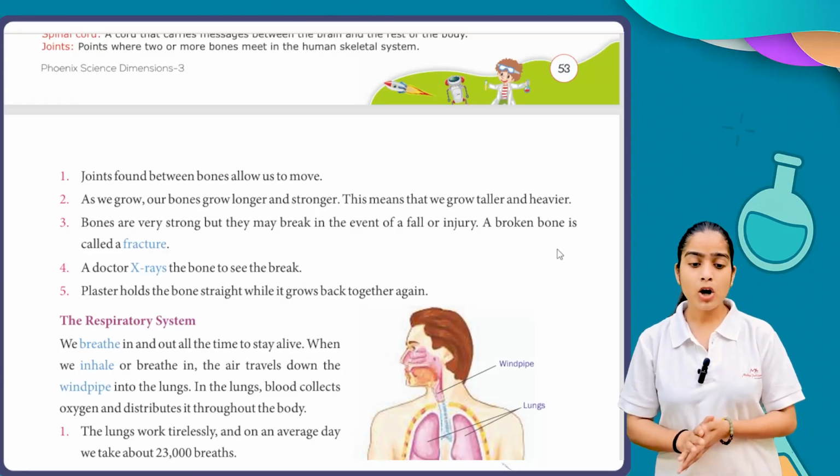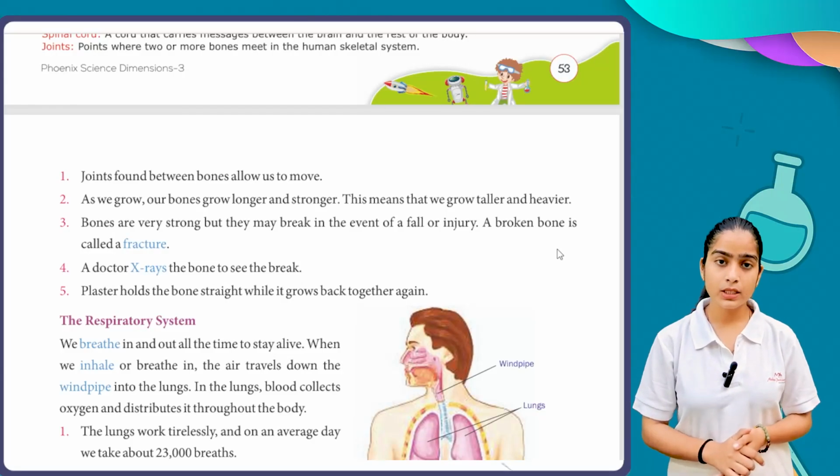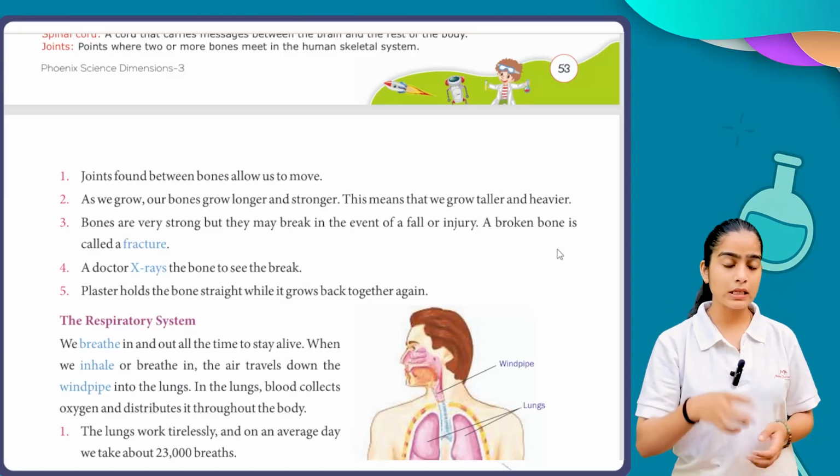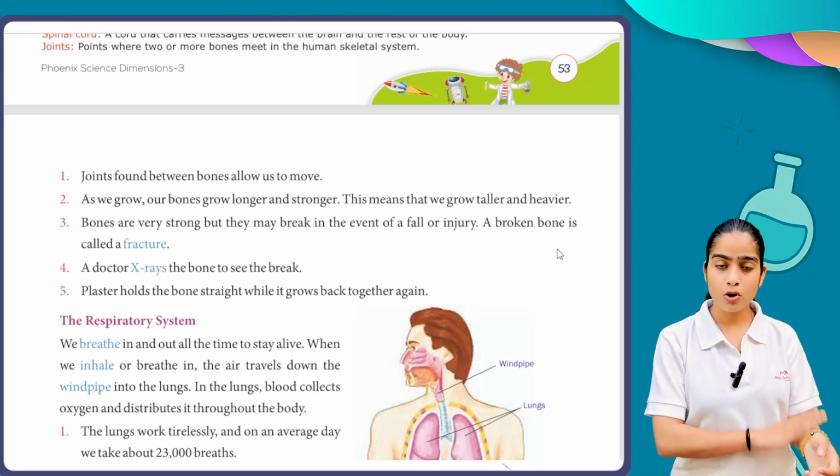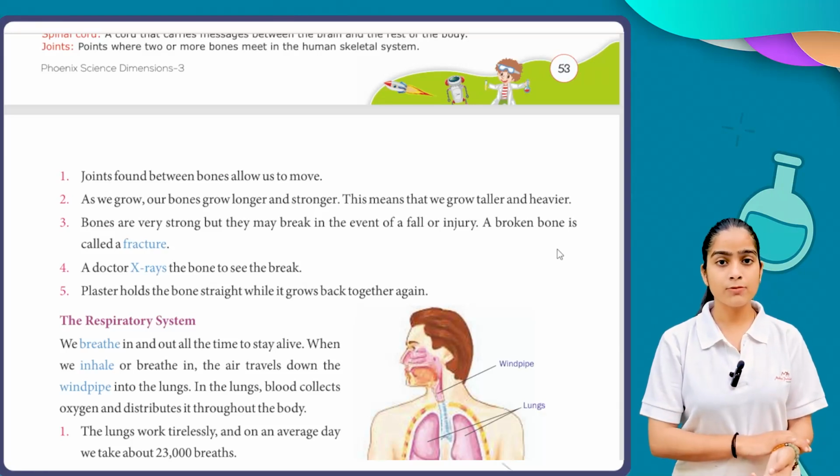A doctor x-rays the bone to see the breakage. So if a doctor wants to see if there is any breakage, any broken part inside your bone or not, they take help from the x-ray.